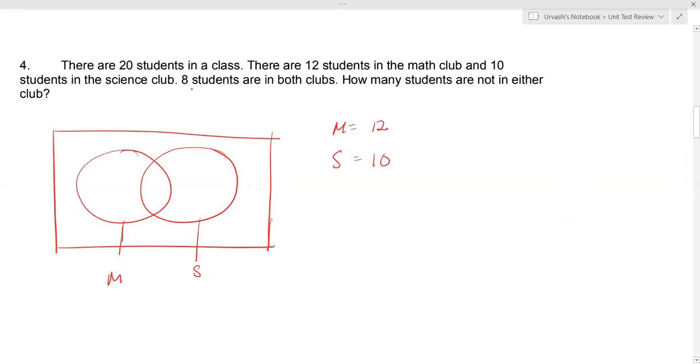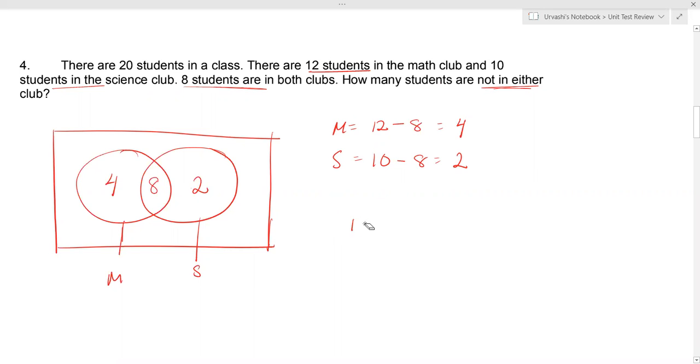Okay, Jerry, so we have 8 students in both clubs. So where am I putting my 8? In the middle. Yeah. Okay, and then they tell us there are 12 students in math and 10 students in science. How do I find out what number to put in here? Minus the difference. Yeah, we'll do 12 minus 8, right? So we'll get a 4 for math. I'm going to put 4, and we'll do 10 minus 8 for science. I'll get 2. Good. All right, so then how many students are not in either club? So cross them. 4 plus 8.